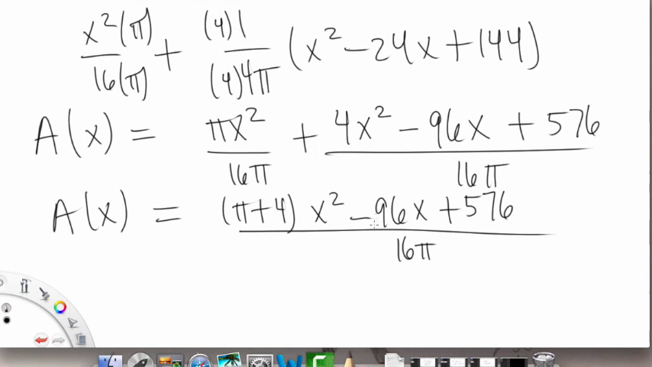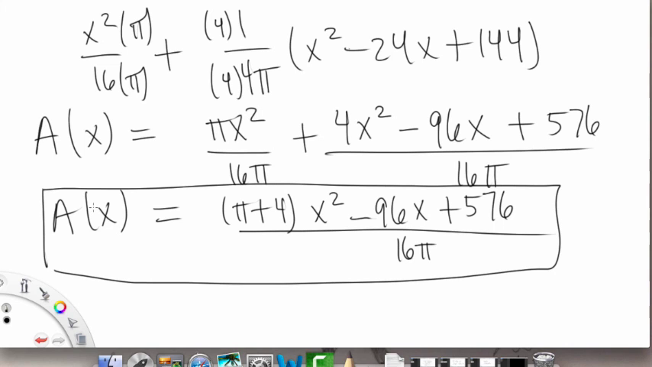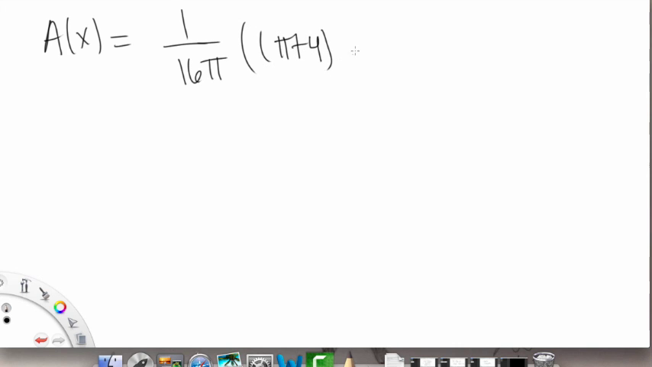Now that we have this area formula, we can take the derivative and optimize this. We'll start that on the next slide so we have enough room. So A of x is equal to 1 over 16 pi, which I'll move in front so we don't have to deal with it later, times pi plus 4 times x squared, minus 96x plus 576. Some big numbers in there.